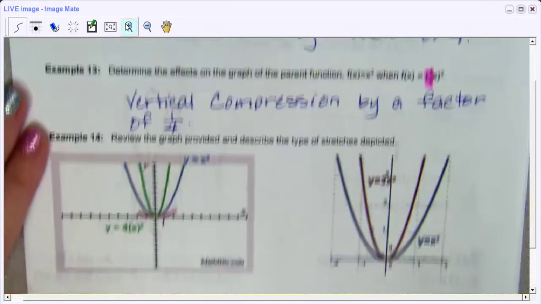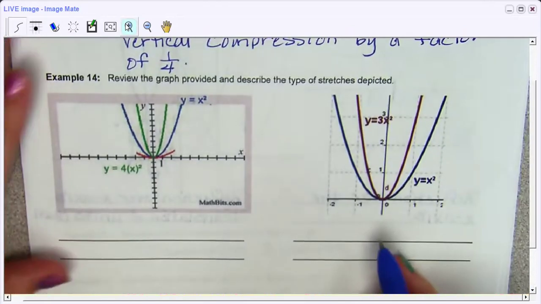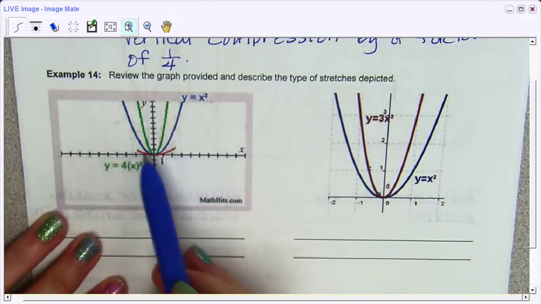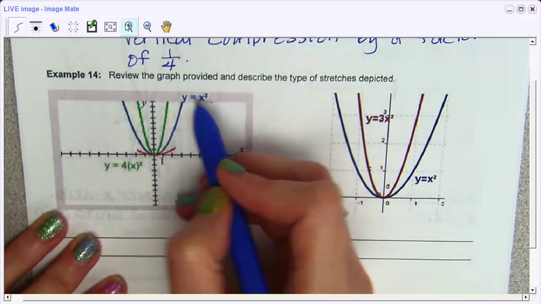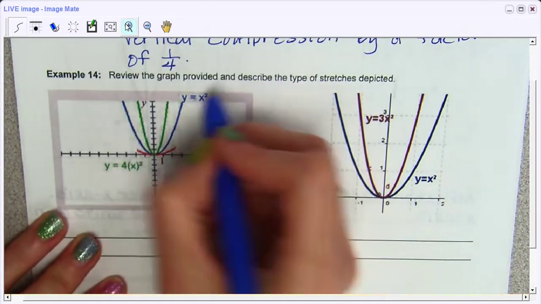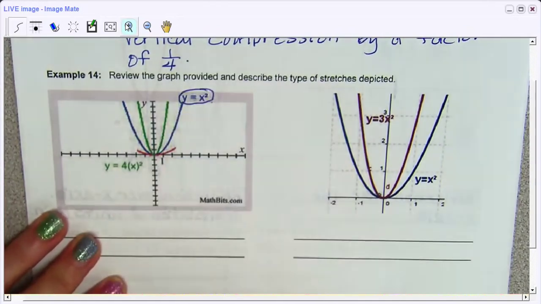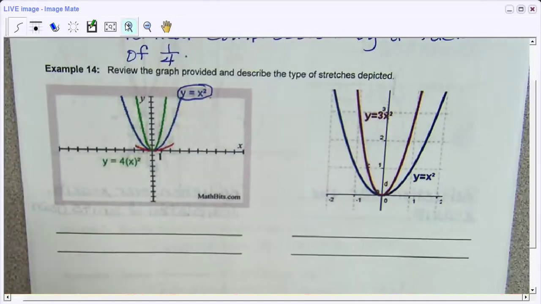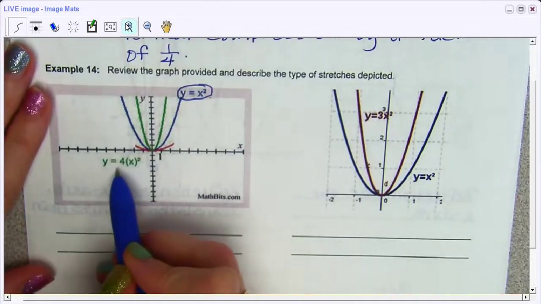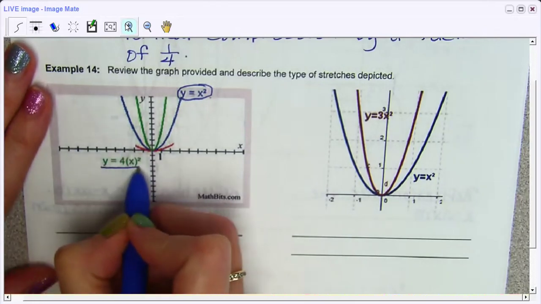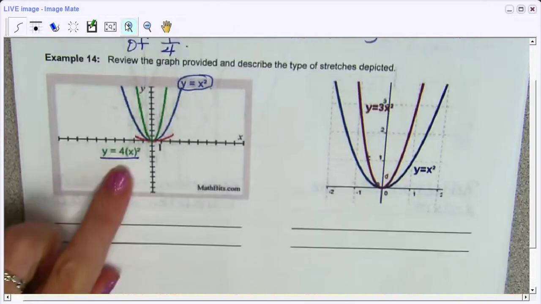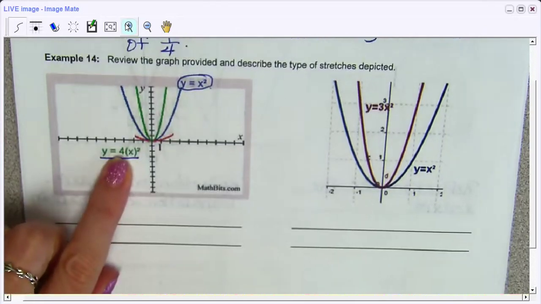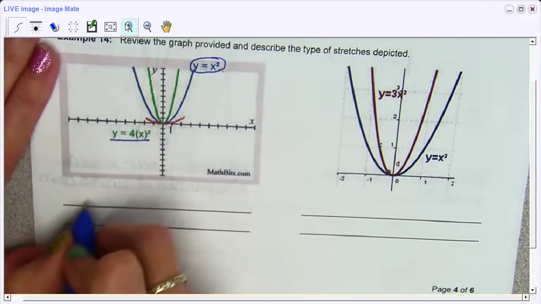Okay. Let's go down to the graphs. Ignore the red right here. We're just looking at the green and the blue. So the blue is your parent function. I know that because the equation is in blue up at the top. And then this one right here represents how it was transformed. So a is greater than 1, which means that it is a stretch. So stretch by a factor of 4.